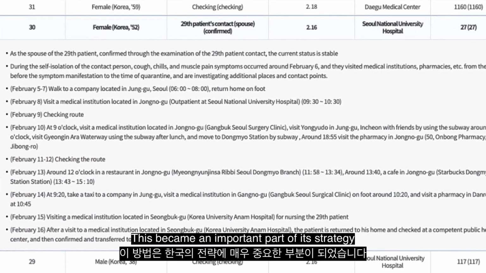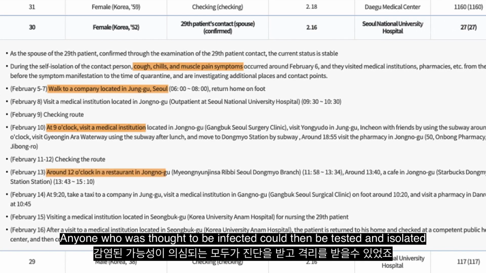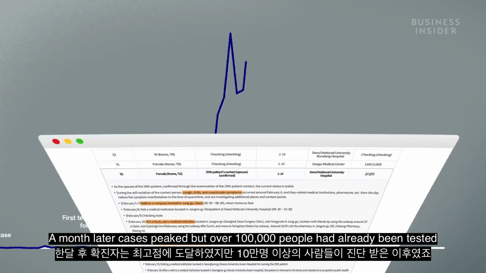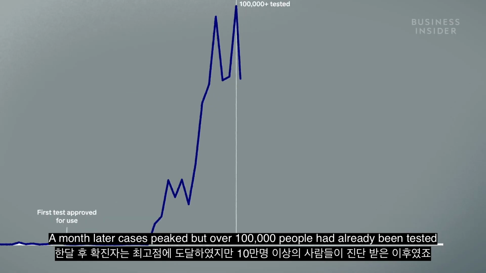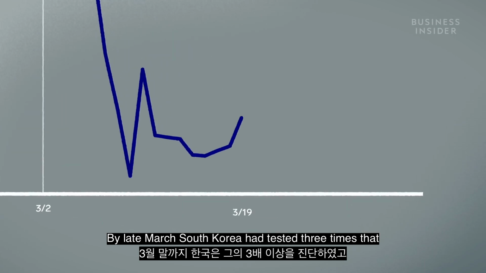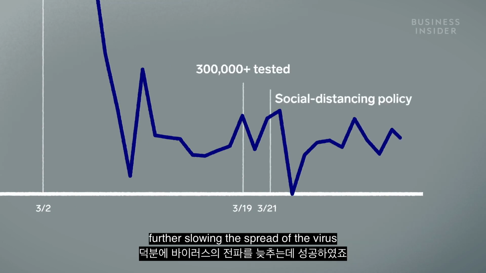This became an important part of its strategy. Not only was it testing aggressively, but it was also contact tracing. Anyone who was thought to be infected could then be tested and isolated. A month later, cases peaked, but over 100,000 people had already been tested. By late March, South Korea had tested 3 times that. And a social distancing order banned large gatherings, further slowing the spread of the virus.